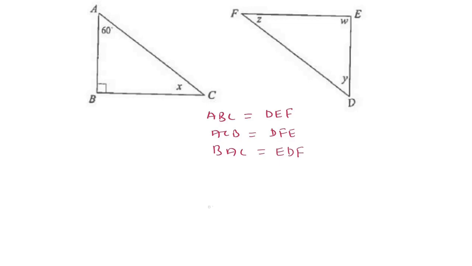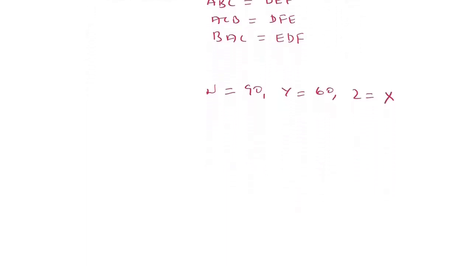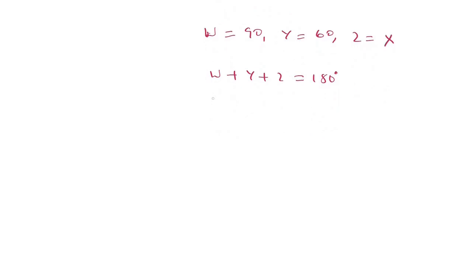Okay, so with that information, now we have W equals to 90 degrees, Y equals to 60 degrees, and Z equals to X. But we know that the sum of the angles in a triangle are going to be 180 degrees. Then we say W plus Y plus Z equals to 180 degrees. Okay, so now let us substitute the values in order to find the value of Z. Then our equation is going to be 90 plus 60 plus Z equals to 180.